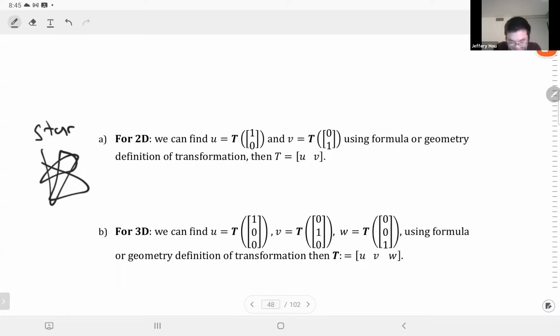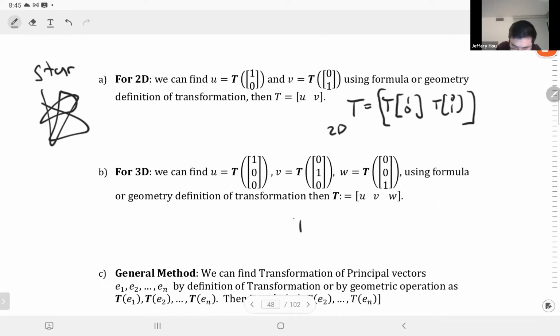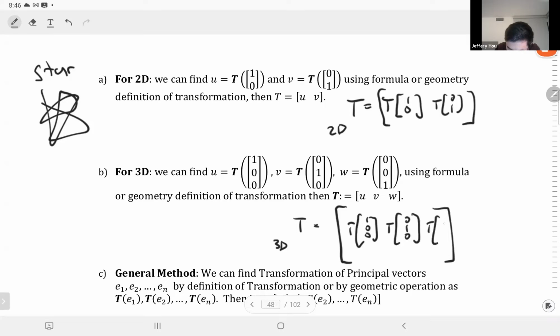Basically, any transformation matrix T can be expressed as T of (1, 0) and T of (0, 1), like this, in 2D. In 3D, it's exactly the same. The whole matrix is T of (1, 0, 0), T of (0, 1, 0), and T of (0, 0, 1). This defines the transformation matrix.